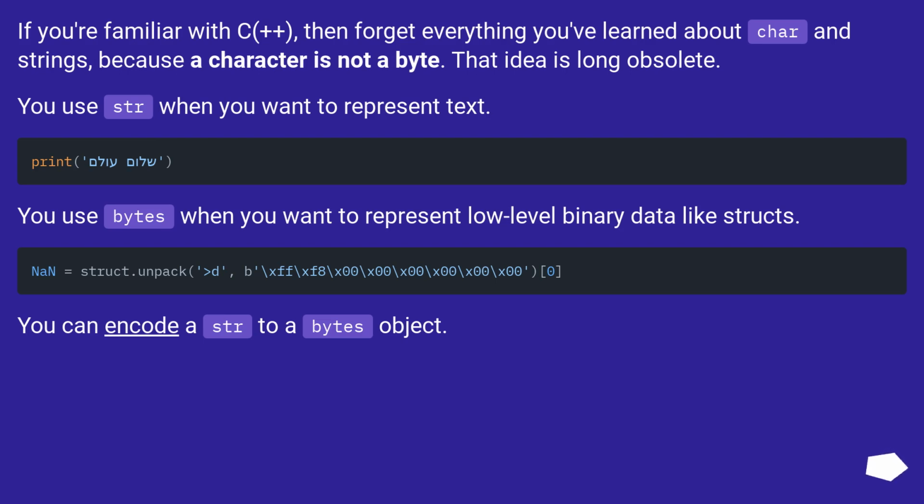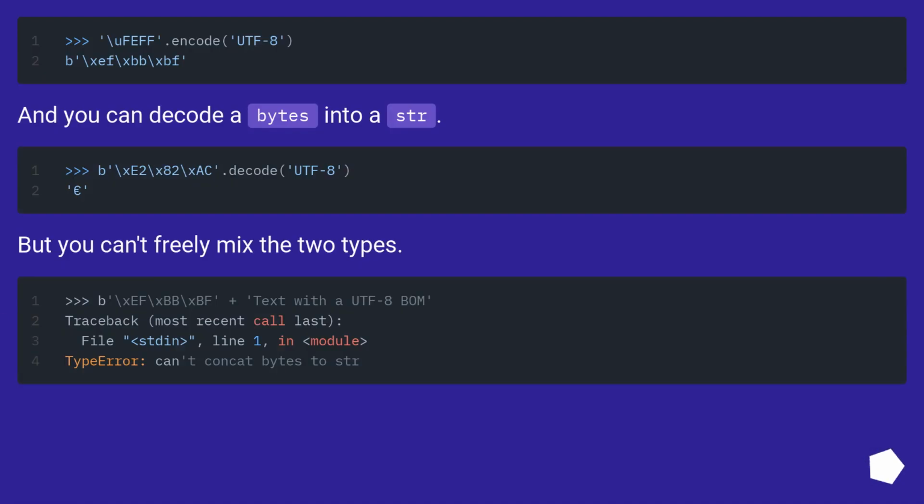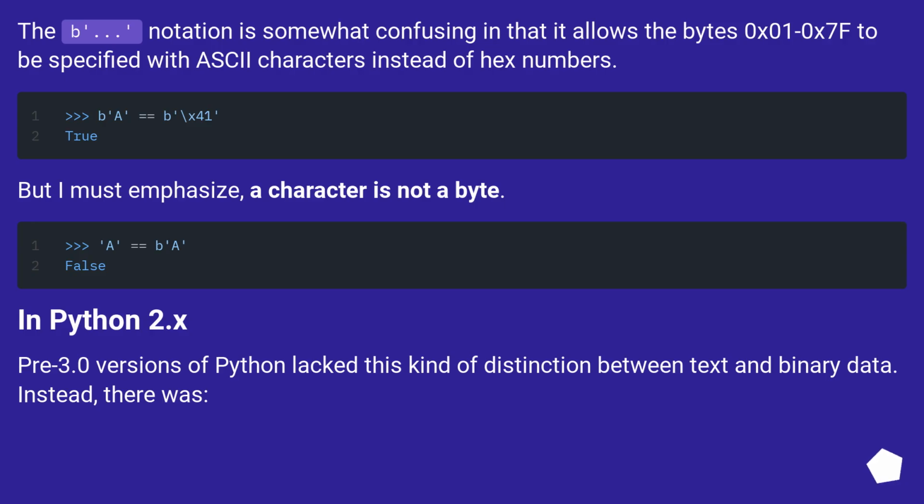You can encode a str to a bytes object. And you can decode a bytes into a str. But you can't freely mix the two types. The b'...' notation is somewhat confusing in that it allows the bytes 0x01 to 0x7f to be specified with ASCII characters instead of hex numbers. But I must emphasize, a character is not a byte.